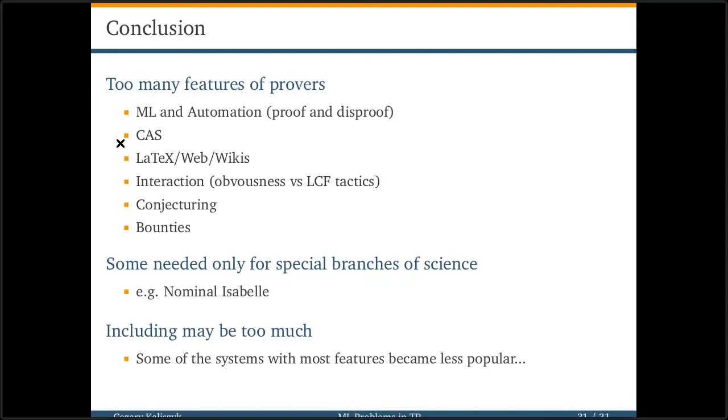Computer algebra, like transformations, so simplifications, computations of properties of some finite objects, that's a large important thing. LaTeX, web, and wikis. I skipped the whole section about the parallel development of these communities trying to work on things. I'll just mention this in one sentence.